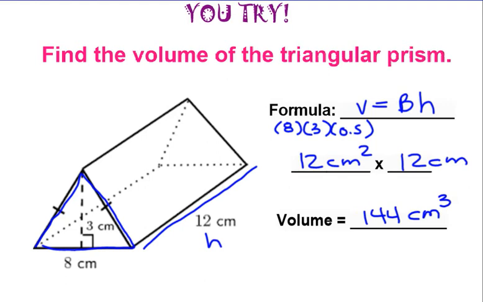Alright, pause the video if you're not done so that you can finish. Alright, so the formula is volume equals capital B times the height. So the area of our triangle base is 8 times 3 times 0.5, which should give us 12 centimeters squared. And then the height of the entire prism is 12 centimeters. So 12 times 12 is 144. Centimeters squared times centimeters is centimeters cubed.